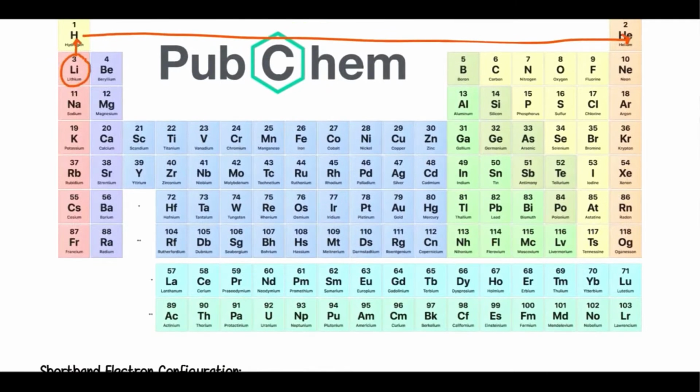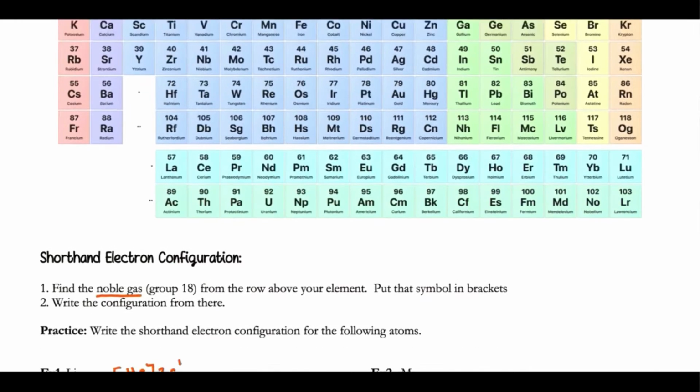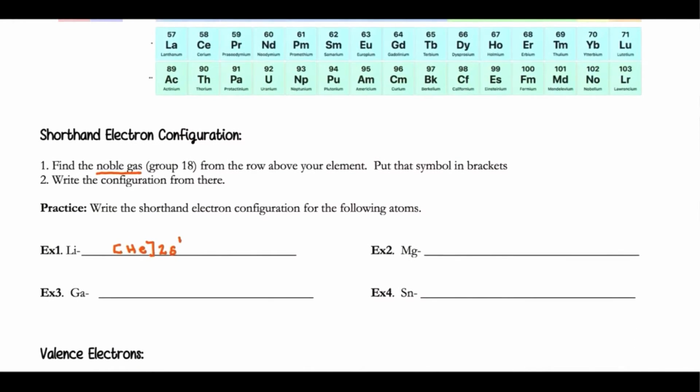Just like the instruction said, I am going to find my element. I'm going to move up a row, and I'm going to move all the way across to the next noble gas, which is neon. So now I can put neon in brackets and then just keep going. If I'm starting here at neon, what would the next part of the electron configuration be? Well, it would be 3s2. So I'm going to write it and then explain why that is a shortcut now. So neon is in brackets, and then 3s2.